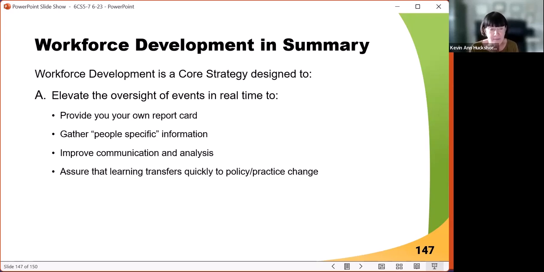And if something happened and you don't have enough information, someone is directed to go get that information and bring it back for the next morning meeting. So you can constantly close the loop. But going back to witnessing, you want to elevate the oversight of events, to provide you with your own report card, gather as much information as you can timely, improve communication and analysis of what happened, and then transfer that learning quickly to policy or practice change.